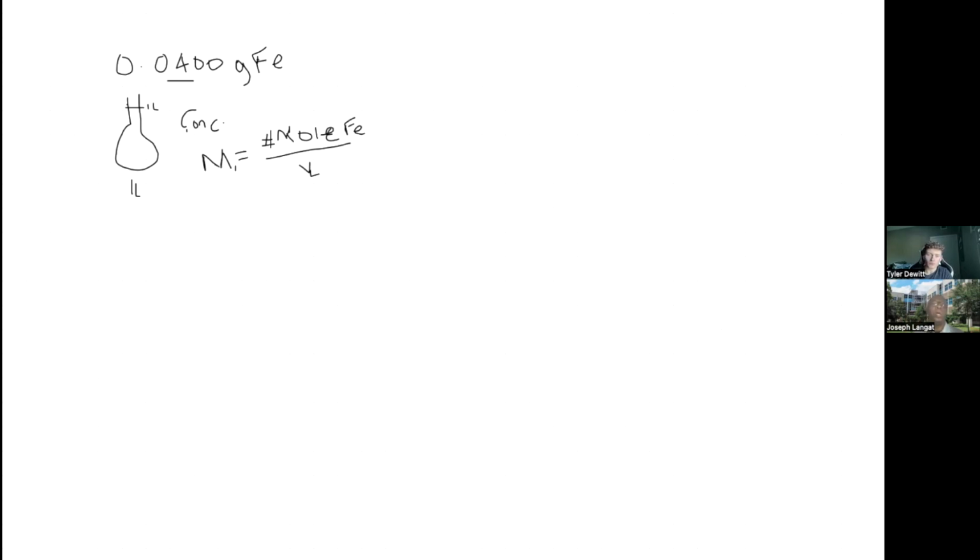Right here, I'll call this the concentrated solution. And then you took either burette A or burette B to make what we call the working solution, using your burette A or burette B.